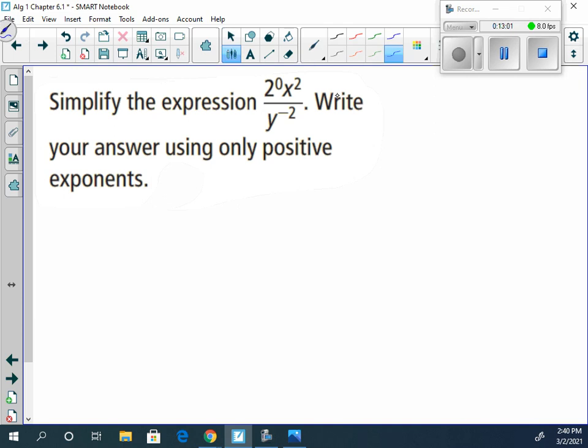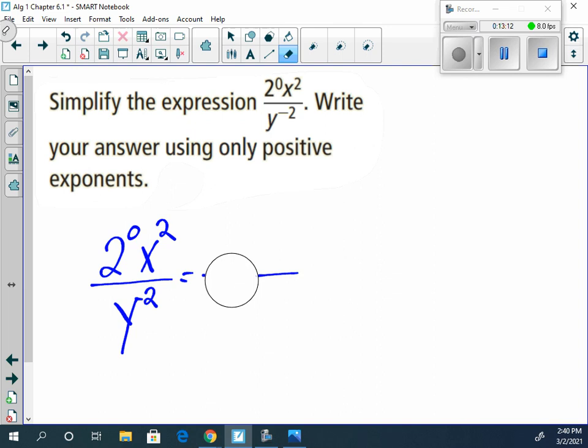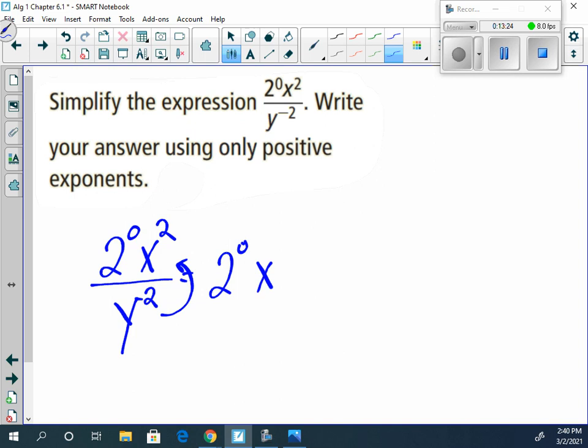All right, let's look at this one here. Okay, so what do we know for sure? What can we do? So we can move it to the top, yes. So we can move the y squared to the top, so we get 2 to the 0, x squared, and then we would have y squared.